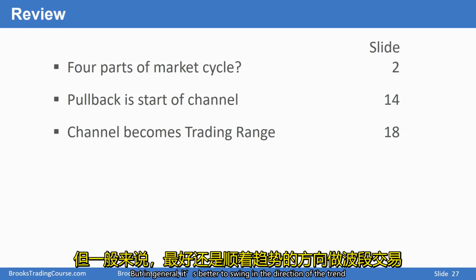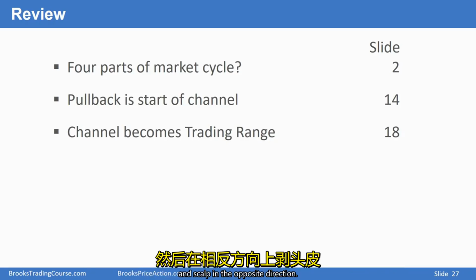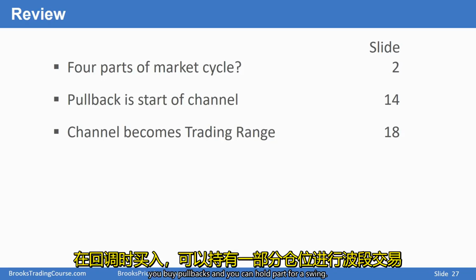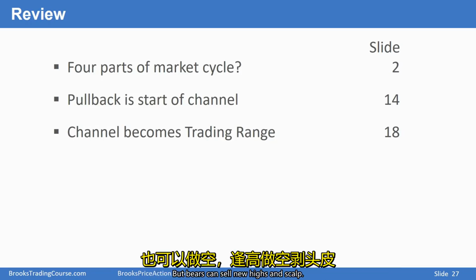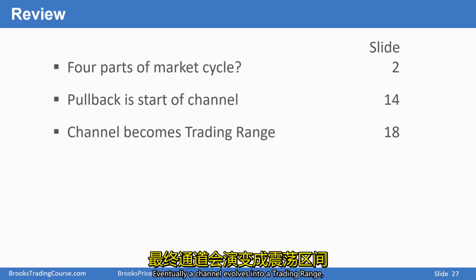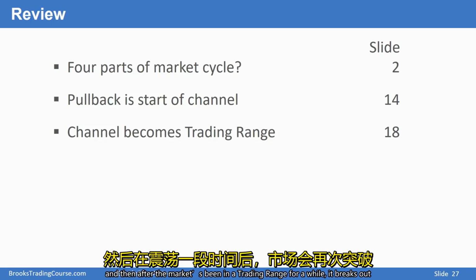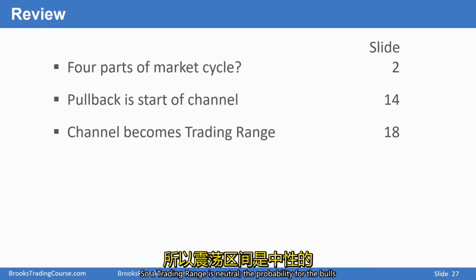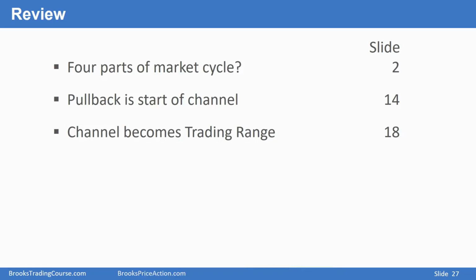But in general, it's better to swing in the direction of the trend and scalp in the opposite direction. So if it's a broad bull channel, you buy pullbacks and you can hold part for a swing, but bears can sell new highs and scalp. And eventually a channel evolves into a trading range. And then after the market's been in a trading range for a while, it breaks out, and the breakout has about the same probability of going up or down. So trading range is neutral. The probability for the bulls and the bears has fallen to 50-50.